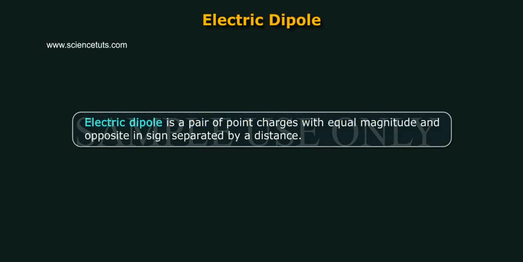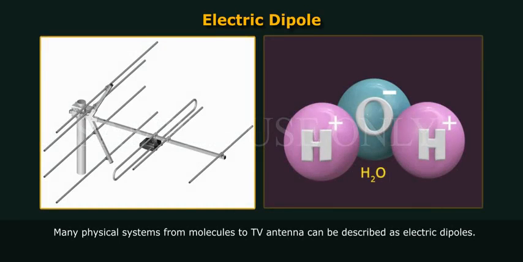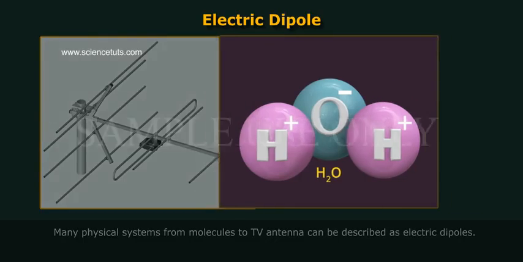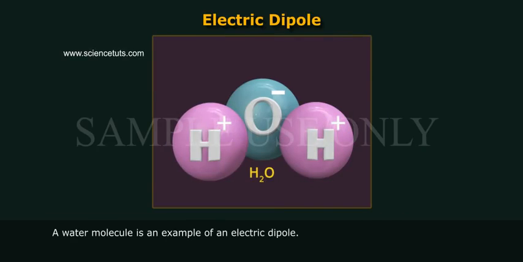Electric dipole. An electric dipole is a pair of point charges with equal magnitude and opposite in sign separated by a distance. Many physical systems, from molecules to TV antenna, can be described as electric dipoles. A water molecule is an example of an electric dipole.